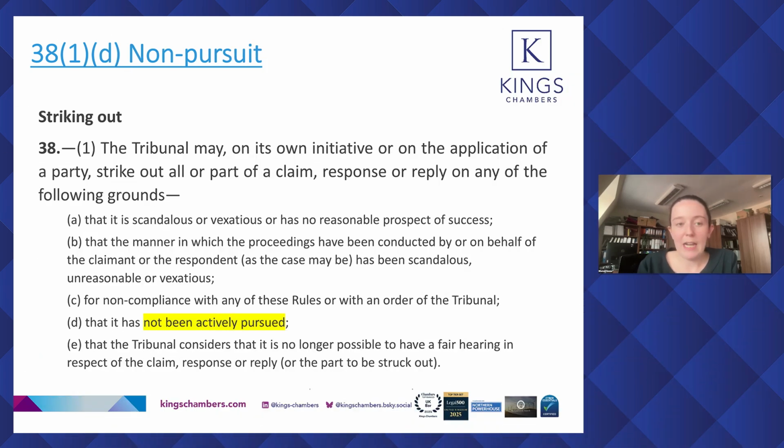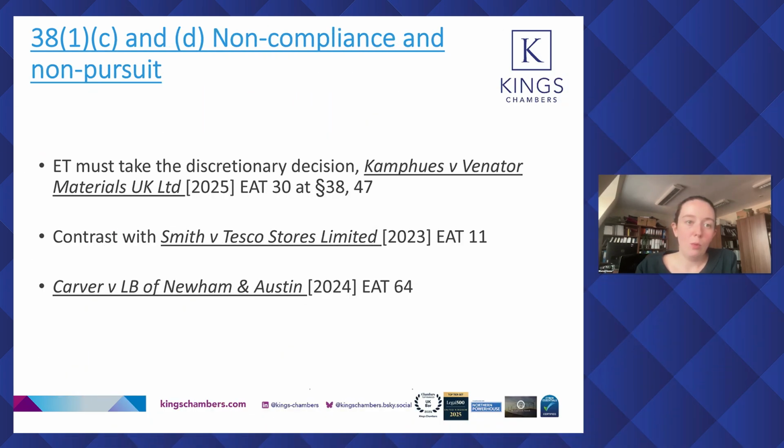38(1)(d), striking out on the grounds that a claim has not been actively pursued. There is recent helpful case law on 38(1)(c) and (d). Camfu, the 2025 case, is interesting because that is a case where the tribunal essentially forgot to exercise its discretion. It established that there had indeed been breaches of orders, but it didn't consider that question of whether it should exercise its discretion to strike out, having regard to all relevant factors, including whether a fair trial was still possible. So in that case, the EAT found that actually the tribunal had just missed the step. It found that there had been a breach, but it didn't then go on to consider its discretion.